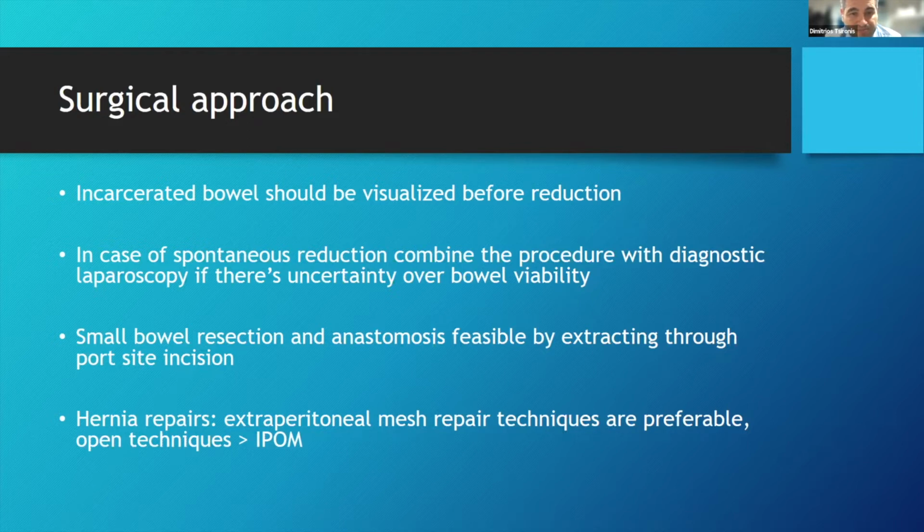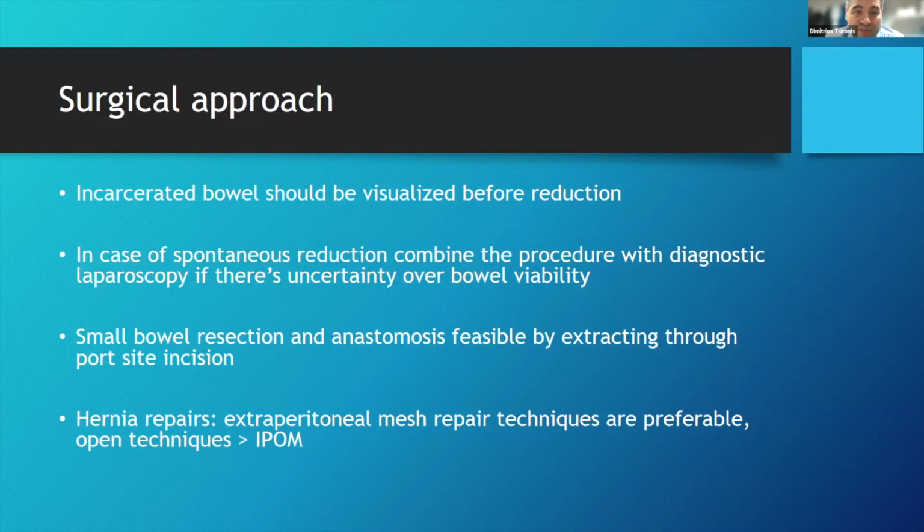bowel viability. At the same time, when there is a compromise of the bowel perfusion from the umbilical port, you can put a retractor. I don't want to say the name of the company, but like an Alexis type retractor, and you can retract the bowel from there. So you can do a very small laparotomy, and you can do small bowel resection and anastomosis instead of doing a full lower midline laparotomy.